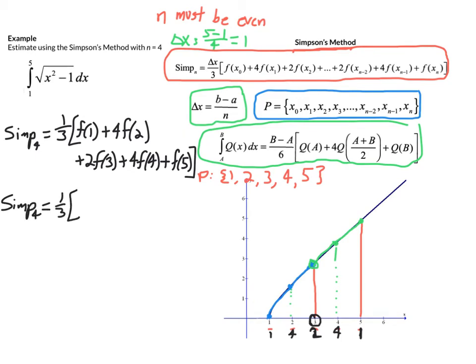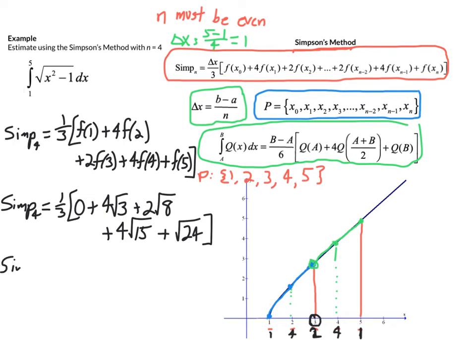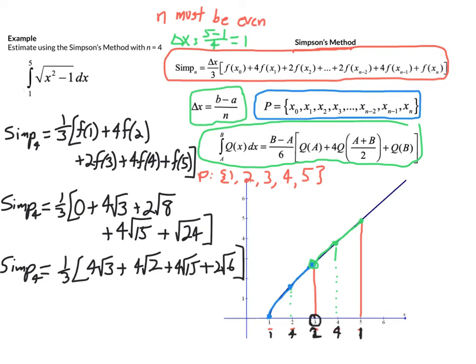So we have 1/3. F of 1 in this case is 0. And then we have 4 f of 2, so 4 square roots of 3, plus 2 f of 3, so 2 square roots of 8, plus 4 f of 4, 4 square root of 15, and then 1 f of 5, which is the square root of 24. And then if you wish, you can simplify the radicals. So now we have 4 square roots of 3 plus 4 times the square root of 2 plus 4 square roots of 15 plus 2 times the square root of 6. And that's all multiplied by 1/3.